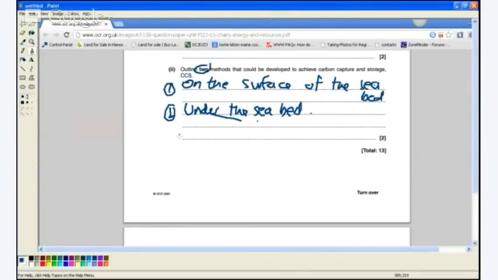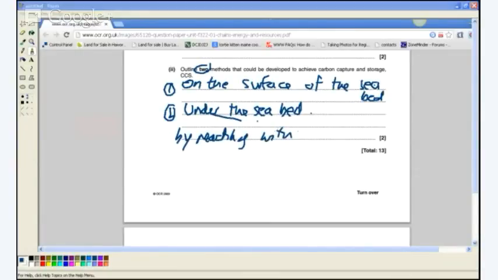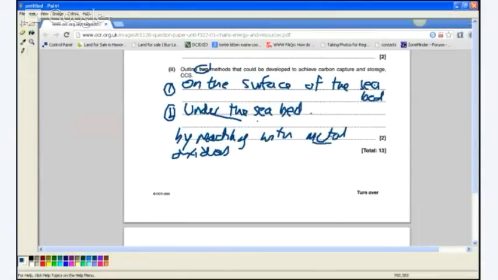The reason for it is by reacting carbon dioxide with metal oxides. And we all know this is going to form carbonates. Okay, right. I've just finished number 1.